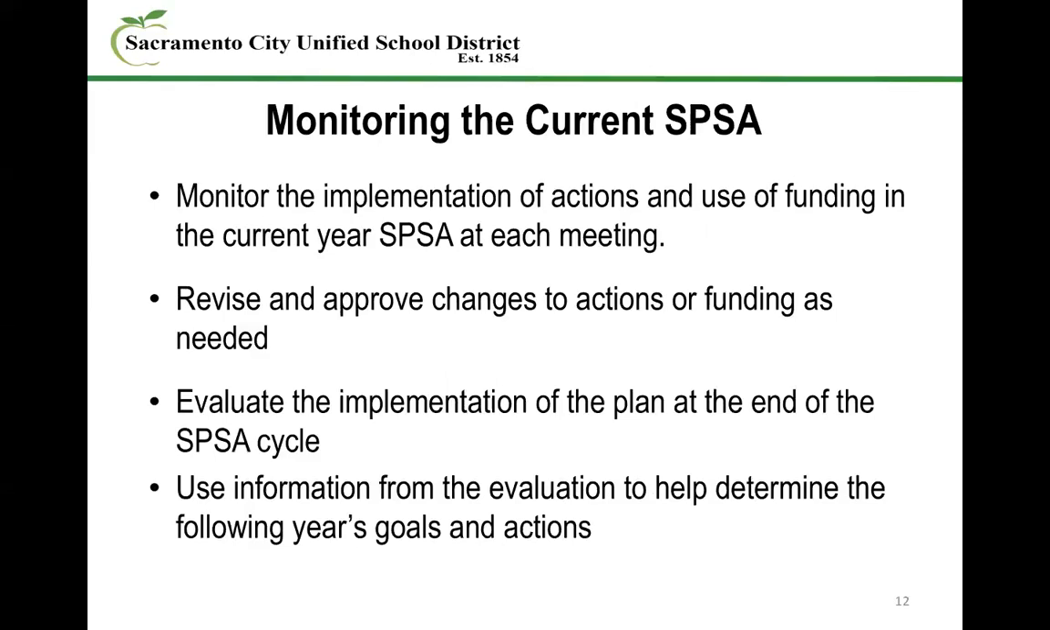During each meeting, the school site council should at some point discuss the implementation of some of the actions and services named in the SPSA and the use of funding for those actions and services. They should also revise and approve any changes to actions or funding as needed. And in the spring, the school site council will assist in the evaluation of the implementation of the plan. The evaluation section can be found at the end of each goal section of the SPSA. This evaluation is important because it can inform the following year's goals, actions, and services.